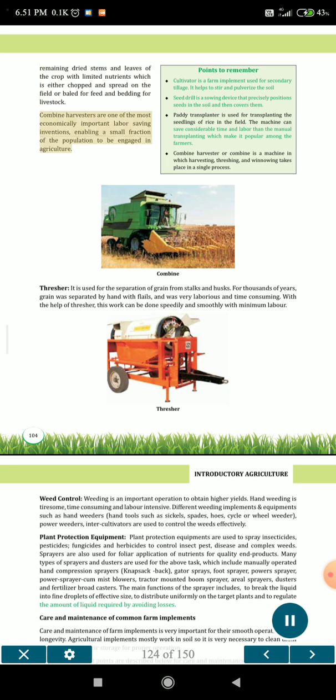Combine harvesters are one of the most economically important labor-saving inventions, enabling a small fraction of the population to be engaged in agriculture. Combine. Thresher. It is used for the separation of grain from stalks and husks. For thousands of years, grain was separated by hand with flails, and was very laborious and time-consuming. With the help of thresher, this work can be done speedily and smoothly with minimum labor.